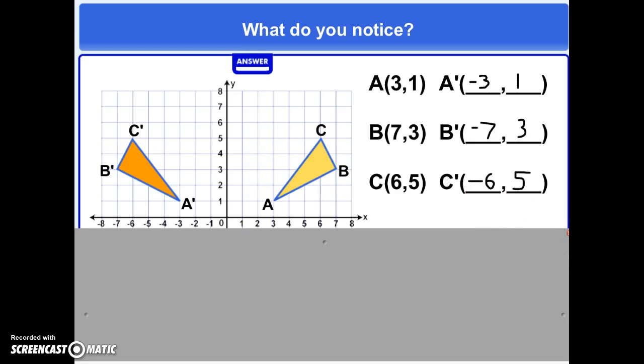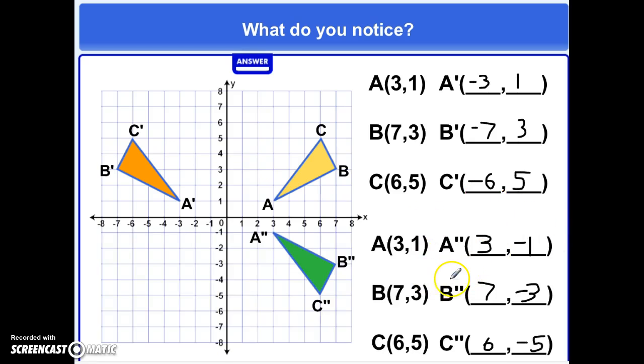Taking a look at the next example, we had double primes. In this case, we reflected it over the x-axis. So the x-coordinate is the one that stays the same, and the y-coordinate changes to its opposite. So +1 becomes -1, +3 becomes -3, and +5 becomes -5.